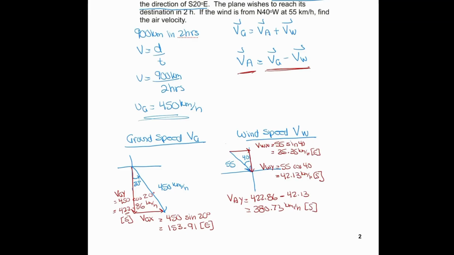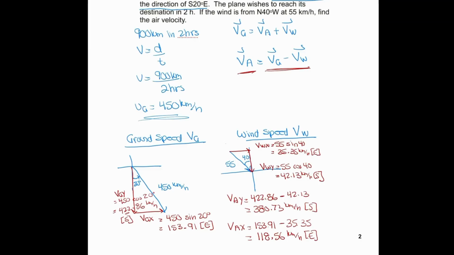We're going to repeat that for the airspeed in the x direction. We have 153.91 east, minus this time our 35.35. And that gives me a velocity in the x direction of 118.56 kilometers per hour, and that is east.